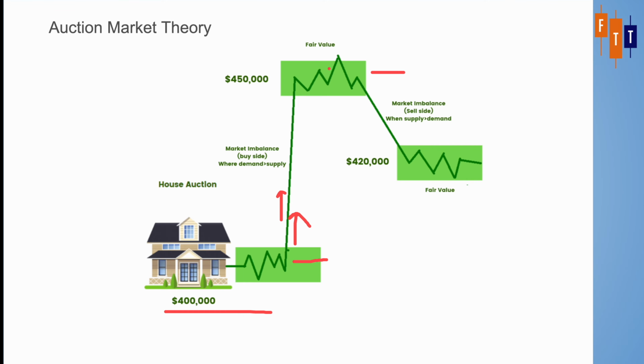Now, this is fair value, and this is a balanced range where buyers and sellers are trying to determine what the fair value is and how much they want to pay. A key thing to understand is that the market will move up until the last buyer buys, and the market will move down until the last seller sells.